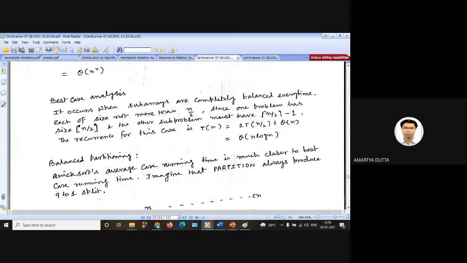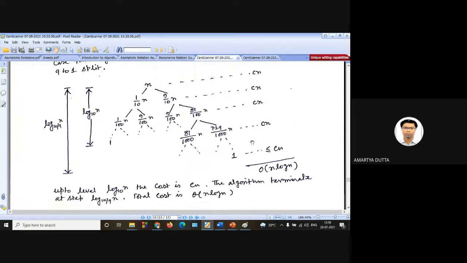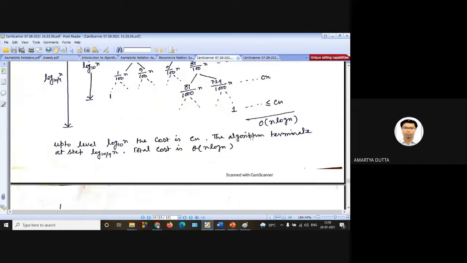The best case, why best case? The best case is if it is balanced, that is the recurrence relation T of n by 2 plus theta of n, which gives n log n. This is the quick sort algorithm.